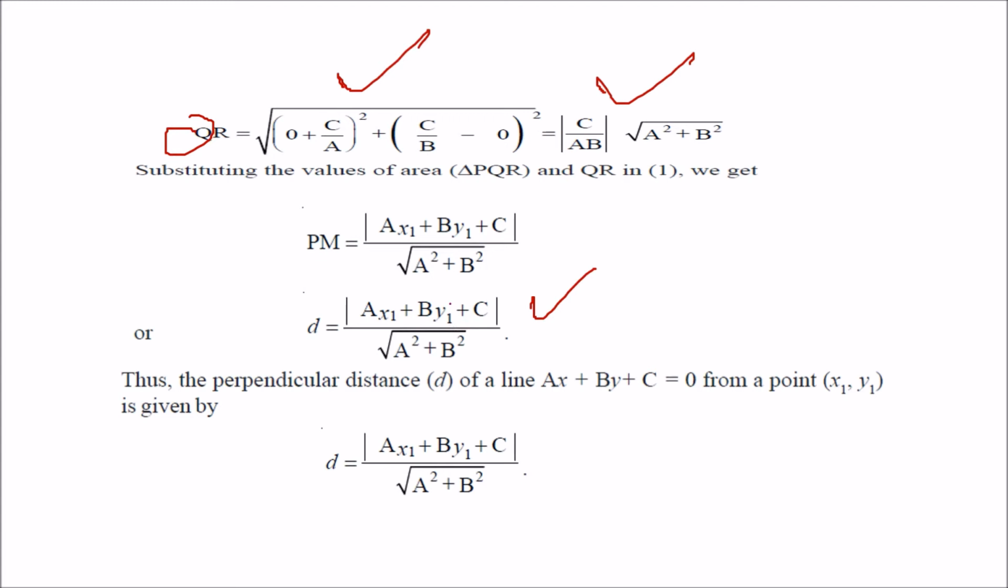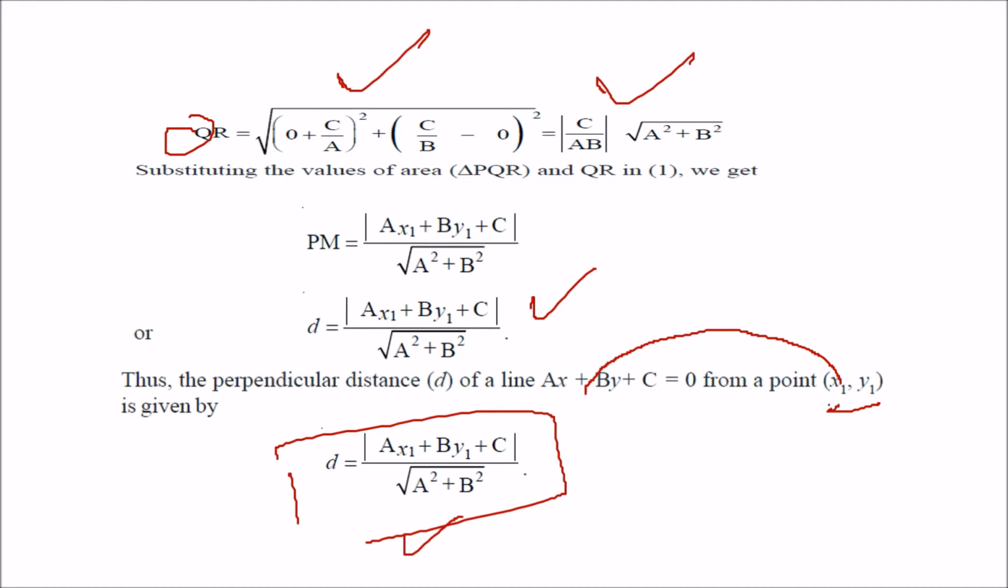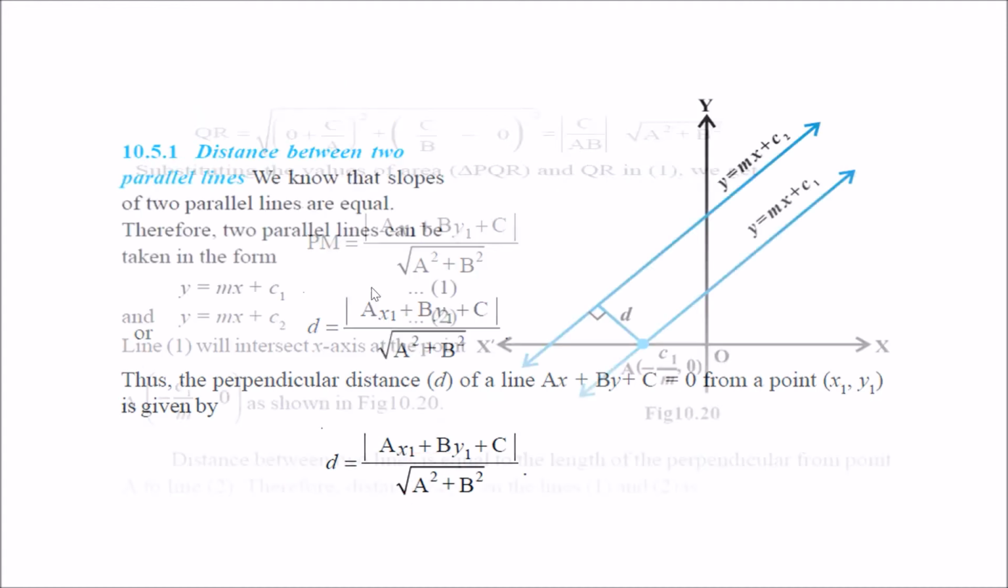Distance is ax1 plus by1 plus c divided by under root a square plus b square. And this is the point x1 y1. The distance of x1 y1 from ax plus by plus c is this. So you have to understand that just place the x1 y1 in this equation and you will get it, and of course a and b you have to use.